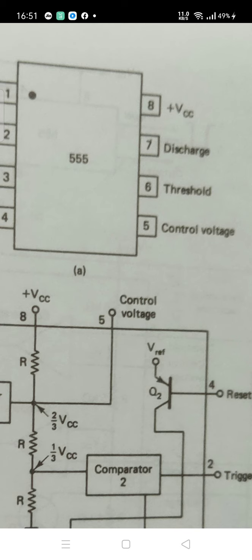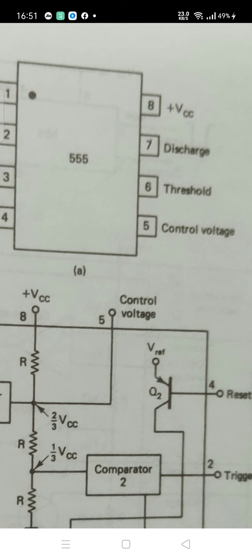Then pin number 6 is threshold. This is the non-inverting input terminal of comparator 1. Pin number 6 is the non-inverting input terminal of comparator 1, which monitors the voltage across the external capacitor. Okay. Another, pin number 7, is discharge.